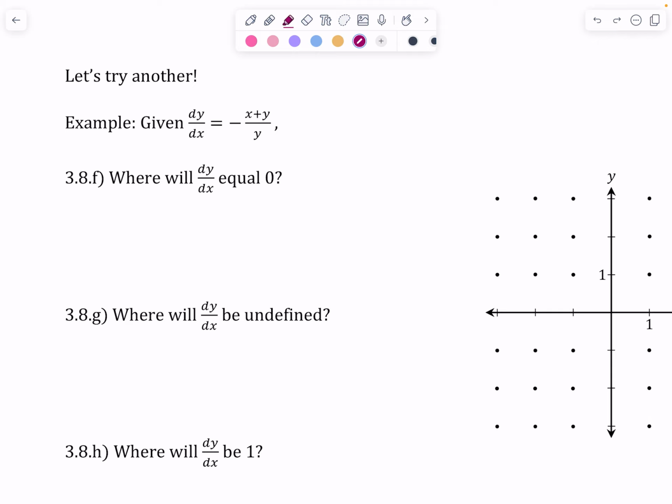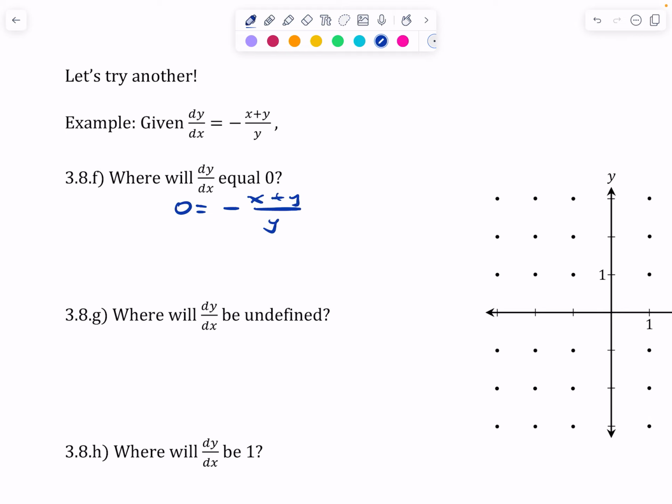All right. I'm guessing that this video is running, otherwise you wouldn't be hearing the video's audio. Anyways, where will dy dx equal 0? So we're wondering where 0 is equal to negative (x plus y) over y. Oops, that negative should be positioned differently. You could write something like this.